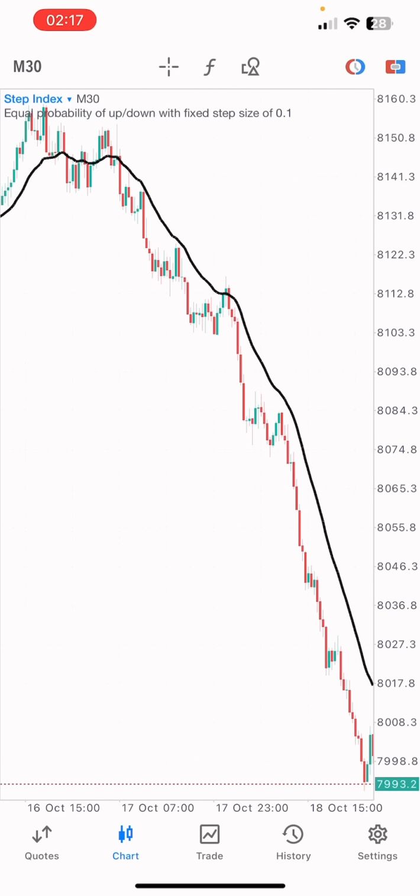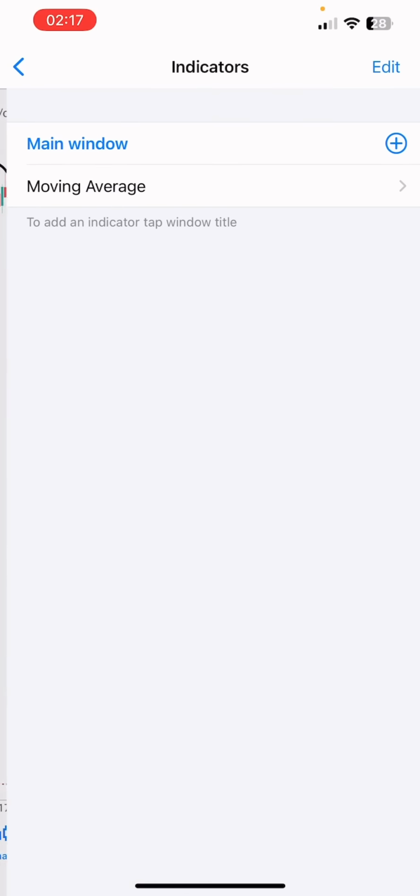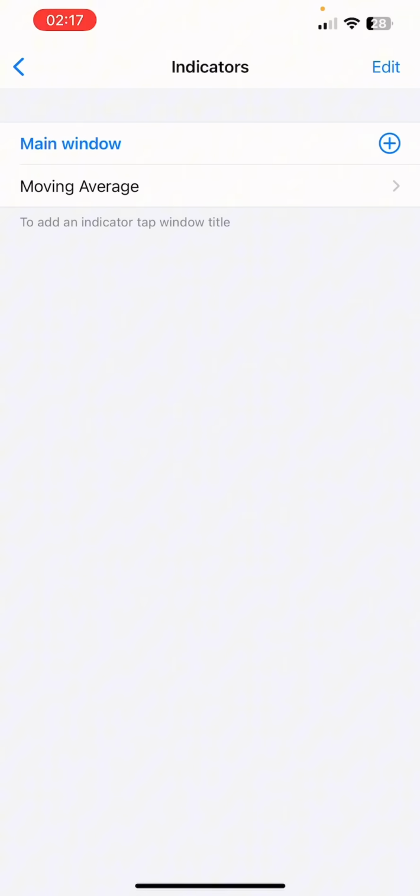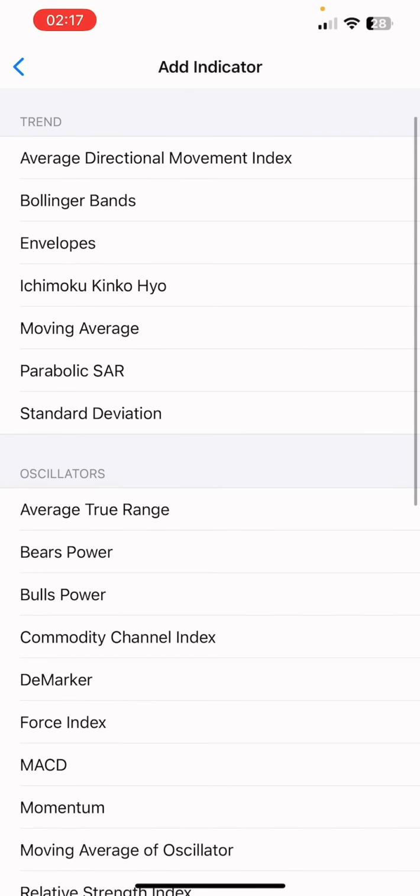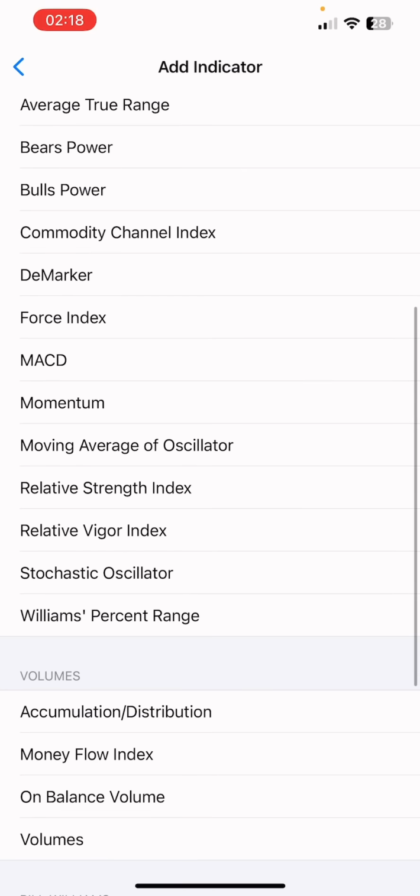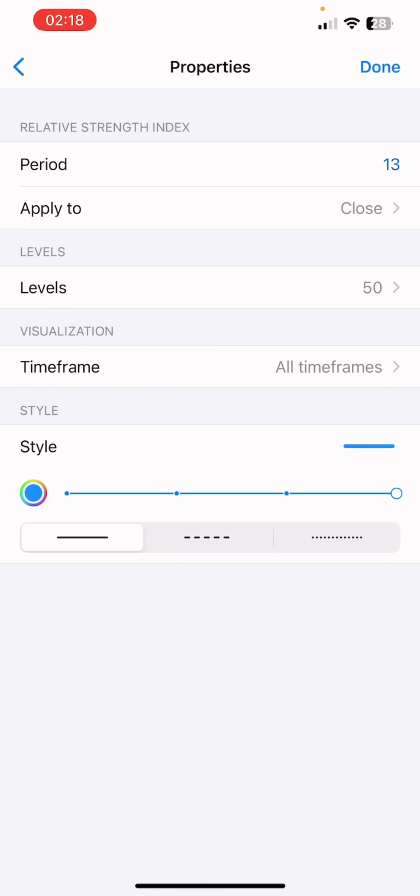Then we go again to indicators. We have set the moving average. The next indicator we are going to add is the relative strength index, which is called the RSI. You just tap here, then you scroll. Under oscillators, you see RSI, relative strength index. I'm going very slowly so you guys can follow up.